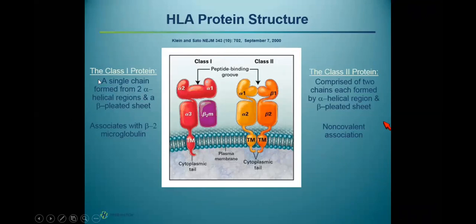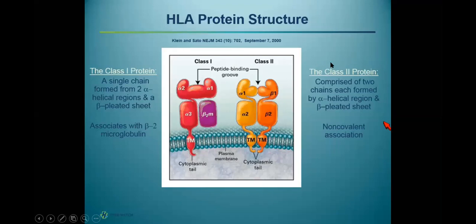Class 1 molecule is formed from a single chain formed from 2 alpha helices, alpha 1 and alpha 2, and a beta sheet that will have only one transmembrane domain and a cytoplasmic tail. You're looking at the plasma membrane here. Alpha 1 and alpha 2 combine, then alpha 3 is independent, and together they form a portion of this class 1, along with beta 2 microglobulin, which forms the beta sheet. It's a multi-protein interaction that forms one complex of the MHC molecule.